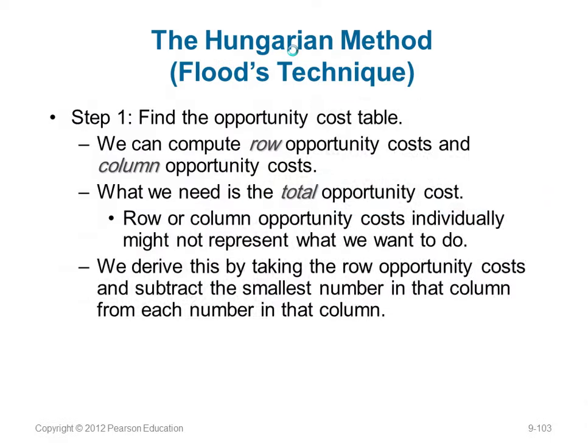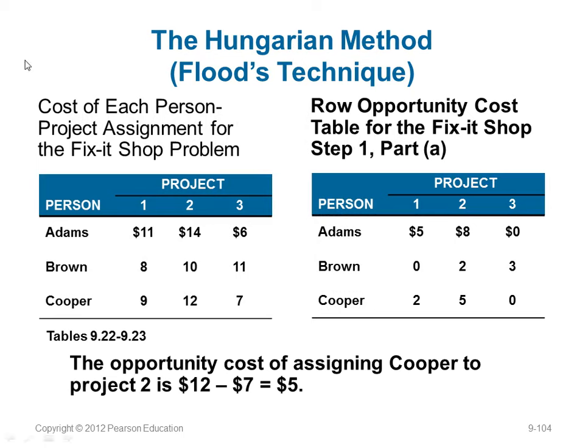To calculate opportunity cost, let's take a row. For a single row, find the minimal value. So take each row, row number 1, find the minimum one. Take the minimum cost and subtract it from every element of the row. The minimum is 6. So 11 minus 6 is 5, 14 minus 6 is 8, and 6 minus 6 is 0. Go to the next row, the minimum is 8, so 8 minus 8, 10 minus 8, and 11 minus 8. And in the third row, the minimum is 7, so subtract. So this becomes 2, this becomes 5, this becomes 0. So you got this answer, okay?